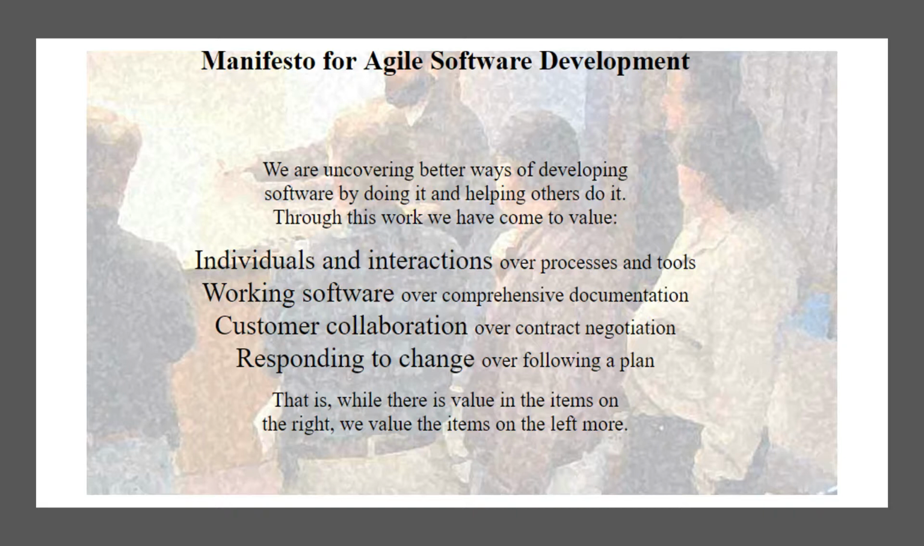The things on the left have more value than the things on the right. It's not saying that the right has no value, but we're saying the things on the left have more value. So for example, they value individuals' interactions over process and tools. It's not to say that we don't care about process and tools. There is some value to it, but it's not over individuals' interactions.